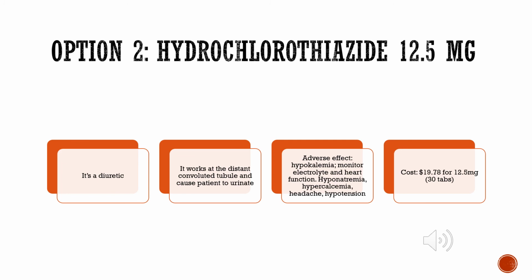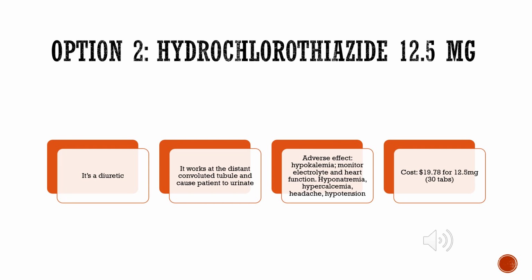The other drug that is used for hypertension is called hydrochlorothiazide. It's a diuretic. It works at the distal convoluted tubule and it causes the patient to urinate. This drug can be used alone or in combination with other drugs such as an ACE inhibitor. Its adverse effects include hypokalemia. We want to monitor the patient's electrolytes and heart function, and we want to make sure that the patient doesn't have hyponatremia, hyperkalemia, headache, or hypertension. These are the adverse effects of the drug.